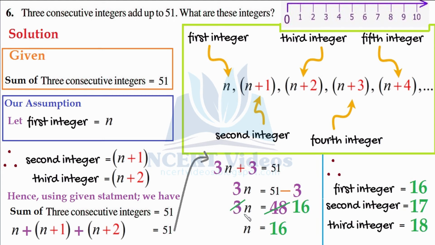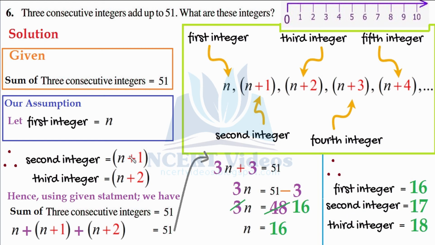Cancelling opportunity on the numerator. 3 ones are 3, 3 ones are 3, 1 is remainder. It becomes 16, 3 sixes are 18. So n is left alone on the left hand side, and that equates to 16, and that is the solution of our variable n that we assumed for the first integer. Therefore, first integer is n equal to 16.